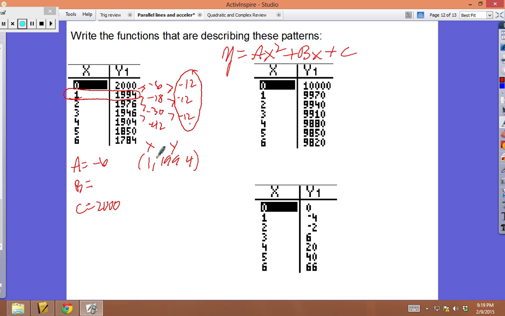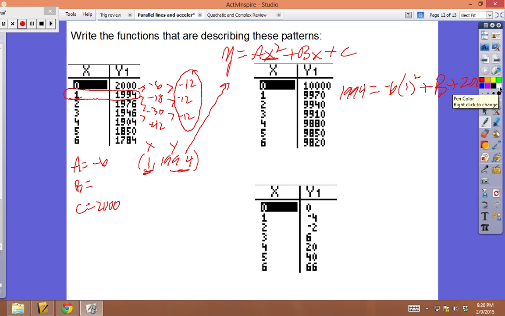So here we go. I'm going to substitute this X, this Y, this A, and this C into my model. The Y goes right there. 1994 equals, the A is going to be negative 6, and the X, if you always let X be 1, that's easy. 1 squared plus, you don't know what B is, so you leave that as a variable, but you do know X is 1, so B times 1 is just B, plus C, which is 2000.